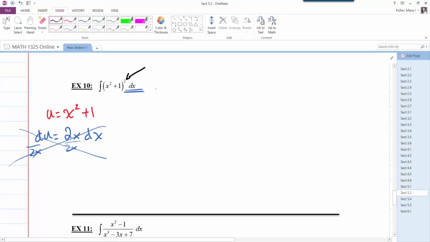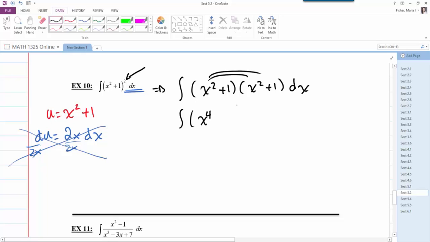There's got to be a different way to do this problem, and there is. If I'm squaring something, that means I can just write it twice and FOIL. So if I write this twice and FOIL, I end up with x to the 4th plus x squared plus another x squared, which is my 2x squared, and then plus 1 dx. And then I can use the rules from section 5.1 to integrate this.